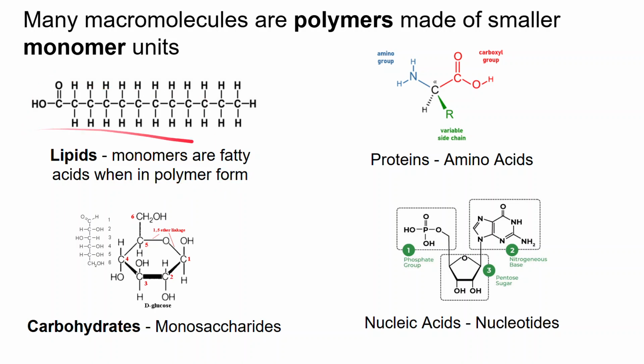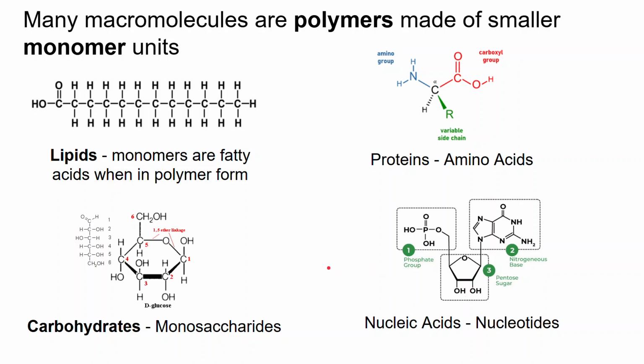So the monomers are the fatty acids like this. Carbohydrates are monosaccharides. Proteins are amino acids. And nucleic acids are the nucleotides. So in order to make a macromolecule, you don't make it from scratch necessarily. You take these that are already made, and then you put them all together to make the larger molecule.